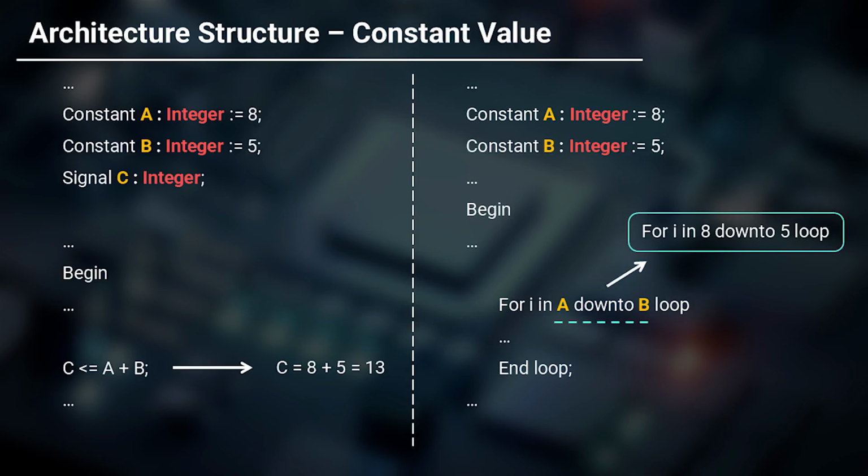Now we get to constant declarations. Here you can see two simple examples of using constant values. In the first one, two constants called A and B are defined in these lines, and then the values of 8 and B are stored in them. And later in the assignment, their values are added together and stored in a signal called C. In the second example, as you can see, the constants are used inside the loop statement.